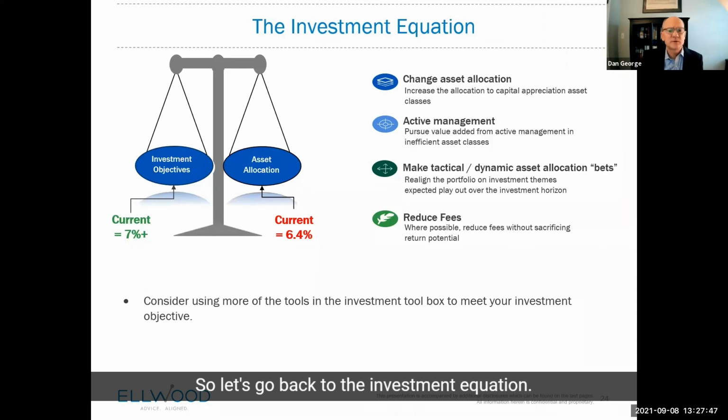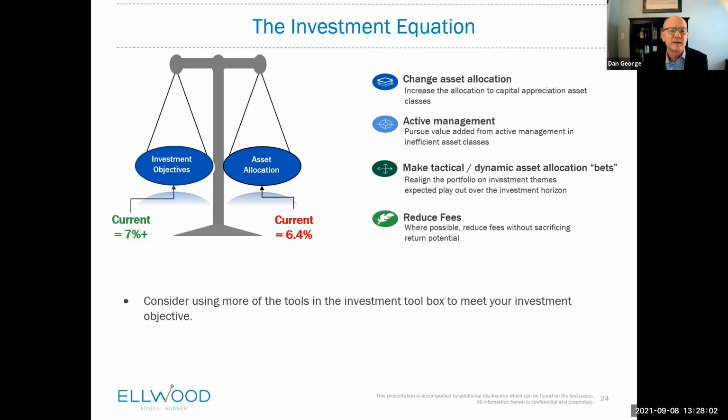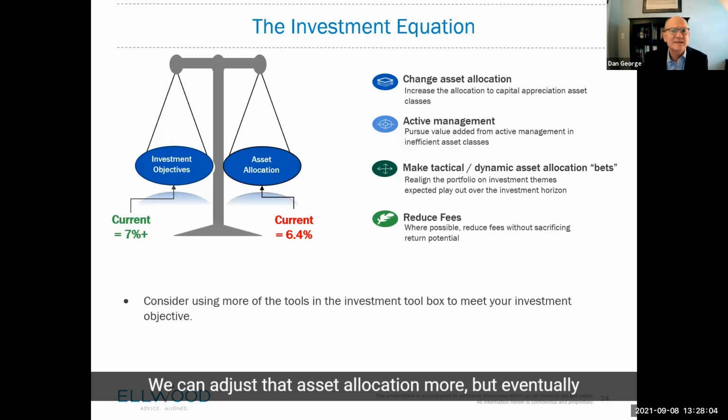So let's go back to the investment equation. On the left-hand side, we see our investment objective of 7% plus of real growth after distributions. And going back to our asset allocation modeling, scenario 2 gets us to about 6.4% expected return. We can adjust that asset allocation more, but eventually it's a law of diminishing returns, and we get as far as we can get while still complying with our investment constraints. At that point, we can consider using more of the tools on this list and in the investor toolbox to help us meet our investment objective.